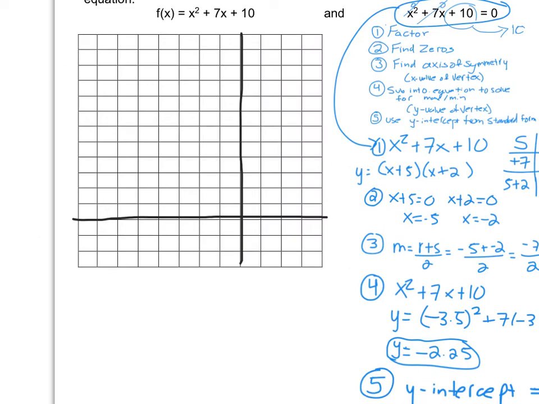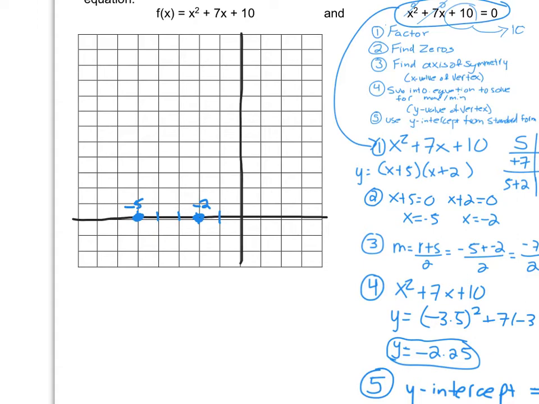So we'll just draw a grid and then we'll begin to plot our important points, which include our x-intercepts, our vertex, and our y-intercept. So one of our x-intercepts is at negative 2. Our other x-intercept is at negative 5. We'll put 2 points to indicate that these are our x-intercepts.